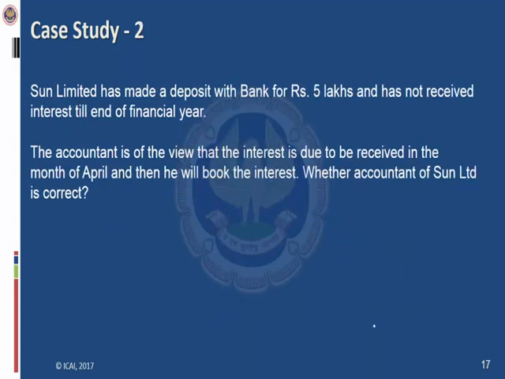Coming to case study 2, Sun Limited has made a deposit with a bank for rupees 5 lakh. So Sun Limited has done a fixed deposit with a scheduled bank, let's say State Bank of India, for rupees 5 lakhs, and it has not received interest till the end of the financial year. So the interest has accrued but not received. The accountant is of the view that the interest is due to be received in the month of April, and then he will book the interest. Whether the accountant of Sun Limited is correct?